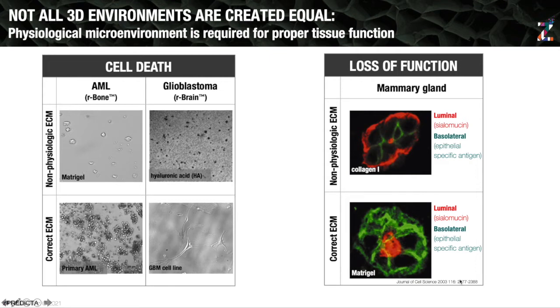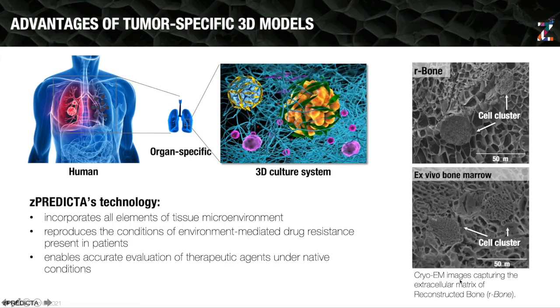And then on the right-hand side is an example from literature showing that placing mammary gland epithelial cells into non-physiologic ECM like collagen 1 results in the spheroids forming inside out, with luminal markers on the outside of the spheroid instead of the inside, and basolateral markers on the inside instead of the outside. So the whole polarity is reversed, which is going to lead to loss of function, and again, cannot be predictive of drug response. So we really need to create models that will provide proper tissue architecture. And this is what we've done.